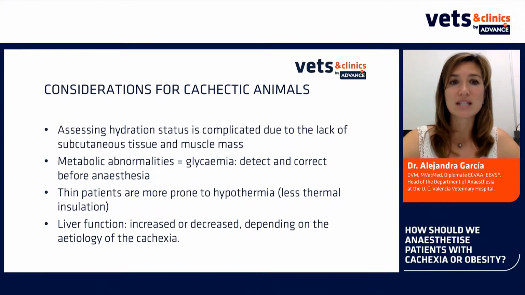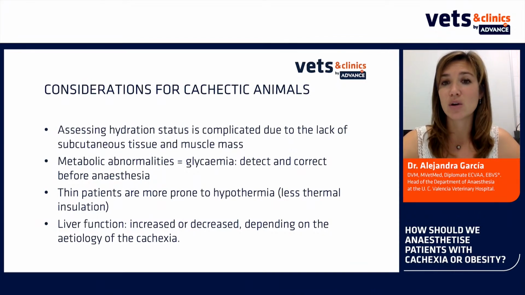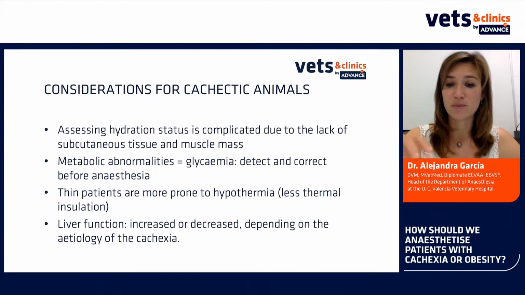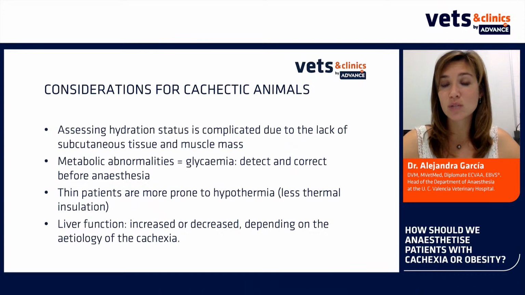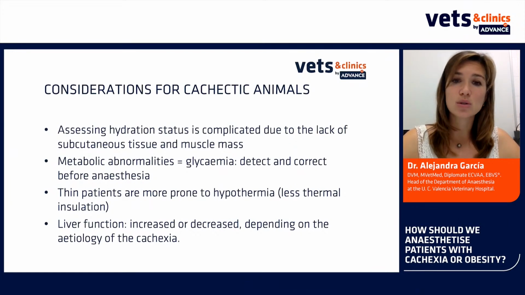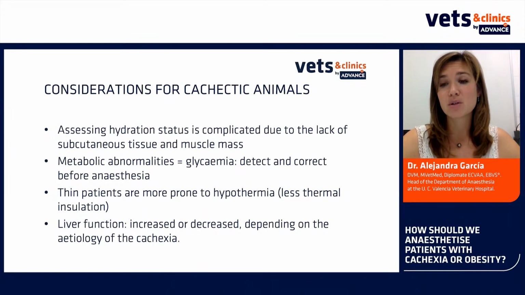It's difficult to assess the hydration status in these patients because of the lack of subcutaneous tissue and the loss of muscle mass. Therefore, for example, the skin tension test for hydration status is difficult. Other metabolic abnormalities can be present, so we need to check in our pre-anesthetic assessment the glucose level, the glycemia. We need to detect and correct before anesthesia if there is any problem with the glucose. Thin patients also are more prone to hypothermia because they have less thermal insulation due to the loss of subcutaneous tissue and the muscle mass as well.